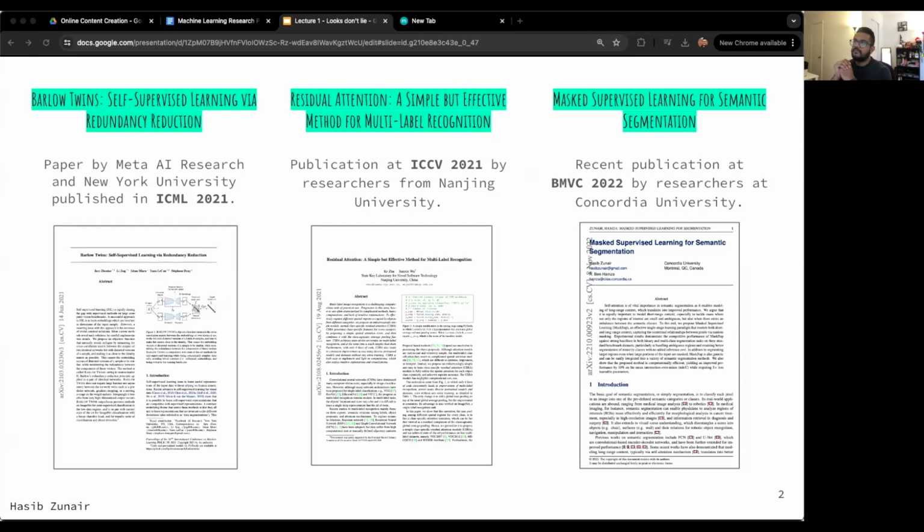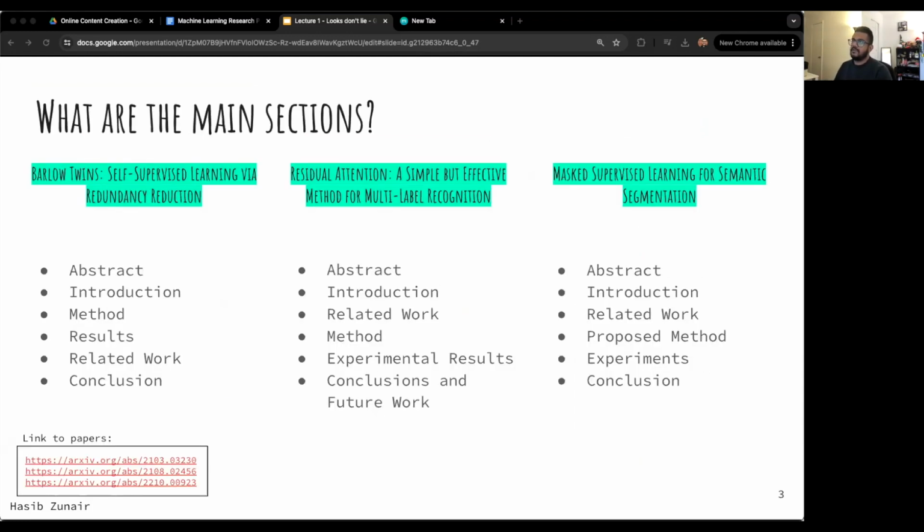So we start off with 3 papers. The first is Barlow Twins, which was published in ICML 2021. And the second is Residual Attention, which was in ICCV 2021. And the final one is Masked Supervised Learning, which was published in BMVC 2022. The main sections in these papers are the abstract, introduction, method, results, related work, and conclusion. Related work is sometimes, or in most cases, after the introduction in a new section itself, or sometimes added after the results section.